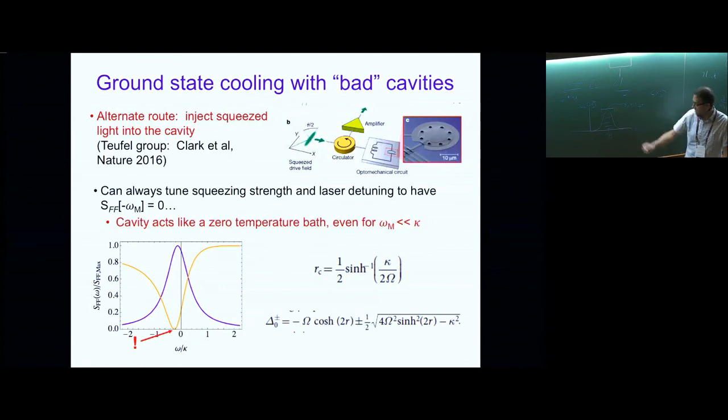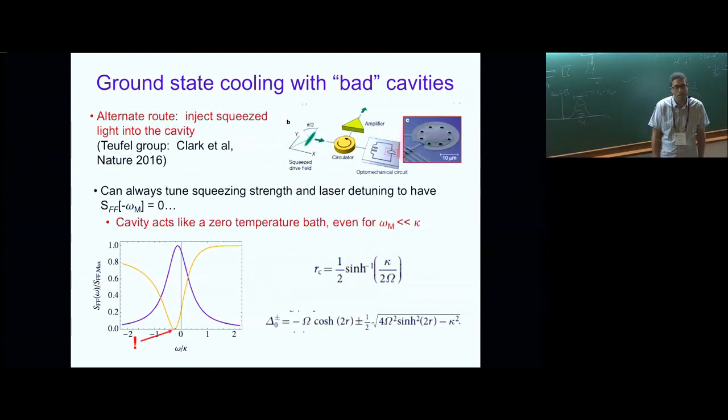So for all intents and purposes, they see a Lorentzian with some area. There's some variance of the motion. They're measuring the variance of the motion, and then they're equating that to a thermal number of quanta. And now there's countless experiments showing that as a function of the strength of the optical power, as a function of the detuning, this measured temperature really follows the expectations from this kind of cooling theory that I've described.